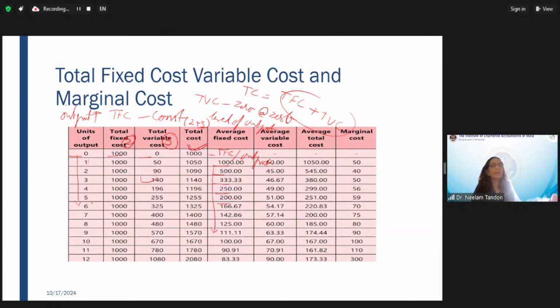And that is why when we made the graph, we made AFC like this. So this is AFC by output. AFC is downward sloping. You can see AFC is continuously decreasing because here your fixed cost is the same and the output is increasing. That means the numerator remains the same and the denominator keeps on increasing. That's why the value is decreasing. What about average variable cost? Average variable cost is total variable cost by output.